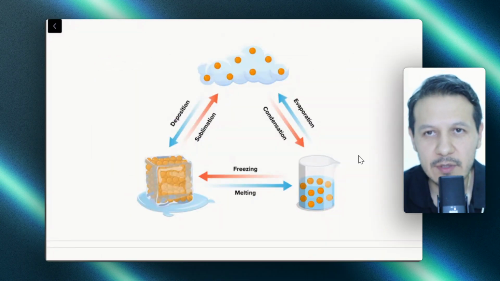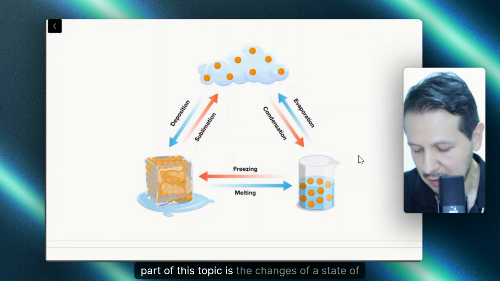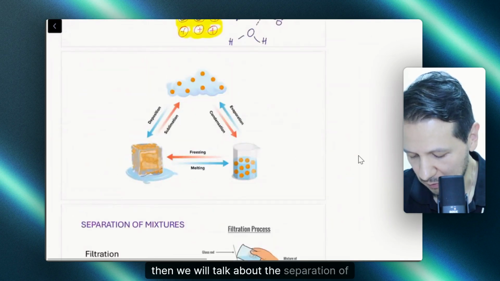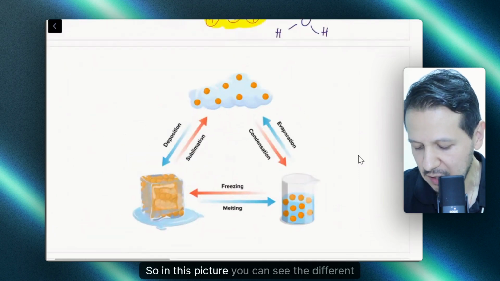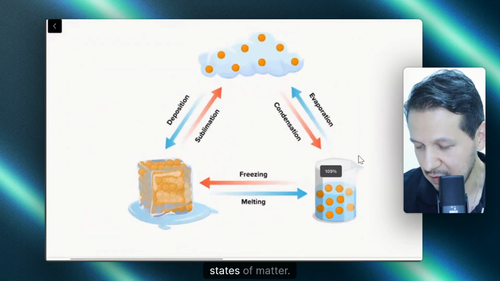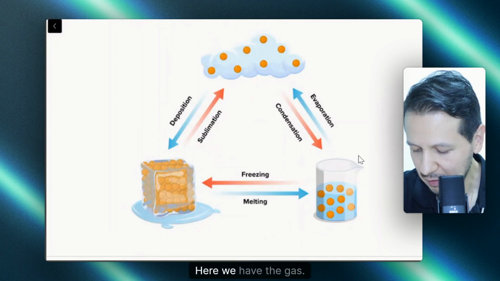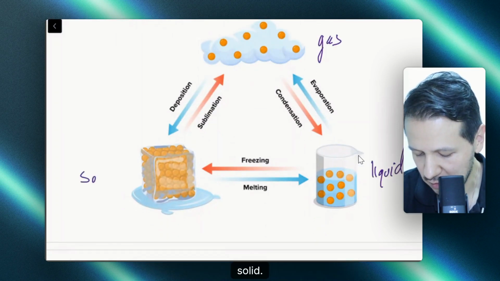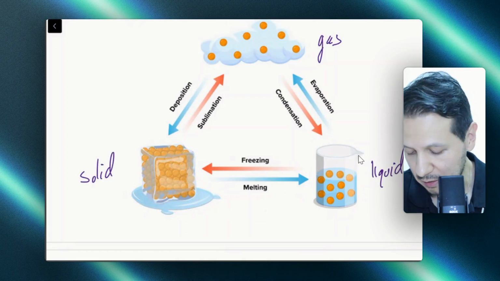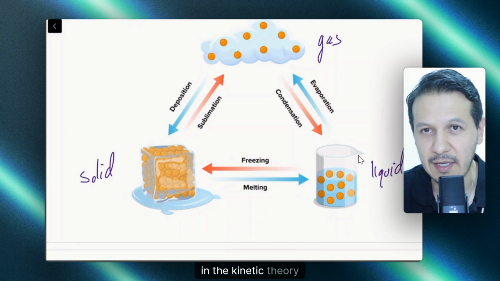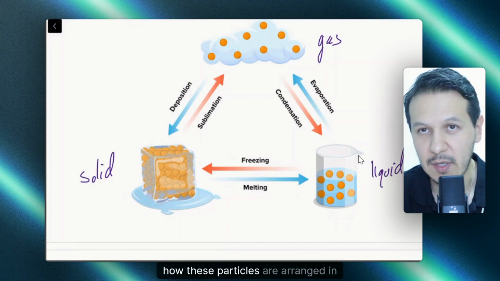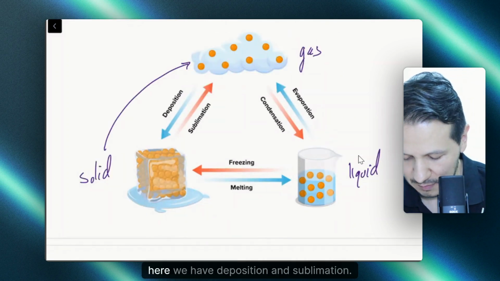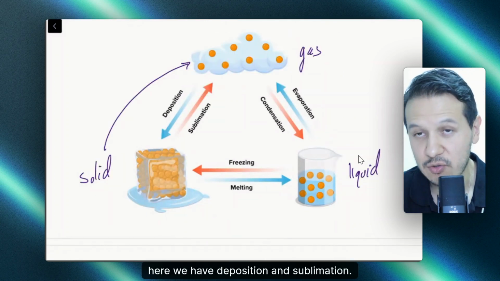Another very important part of this topic is the changes of state of matter. Then we will talk about the separation of mixtures. So in this picture, you can see the different states of matter. Here we have the gas, here we have the liquid, and here we have the solid, something that I will explain in detail in the kinetic theory, how these particles are arranged in different states. Here we have deposition and sublimation.